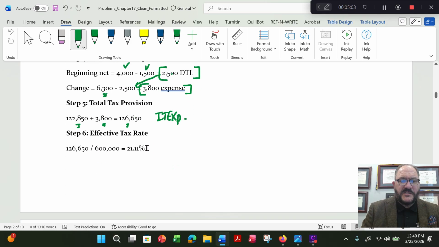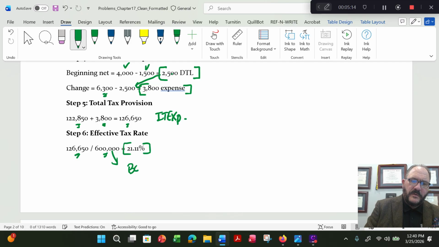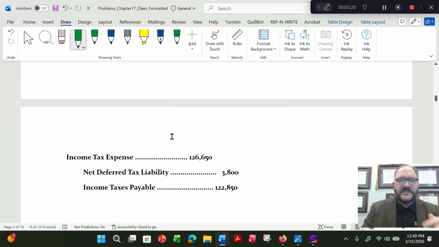And then the effective tax rate, you take the 126,650 divided by 600,000. This is your effective tax rate because this is your book amount, book income. Okay. Now let's take a look, what does the journal entry look like for this? Well, the income tax expense, this is what we calculated here with two of them together. So basically, this is our income tax expense.